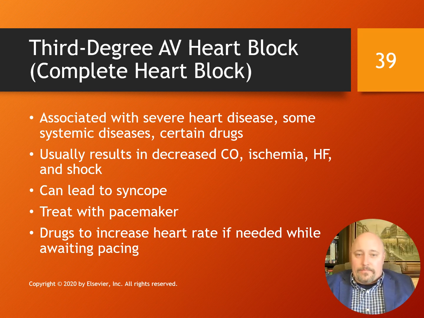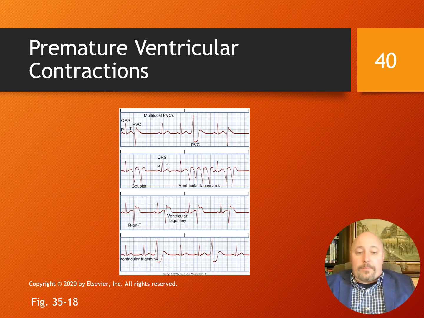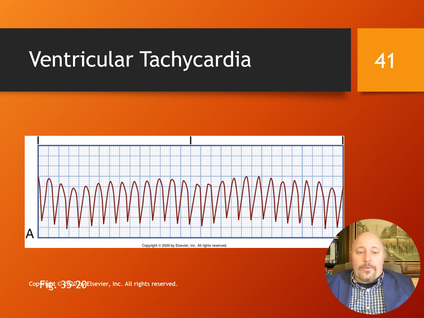And this is a premature ventricular contraction. Much like the premature atrial contraction, this is a premature beat, but in this case it is a wide ventricular beat with no atrial P wave connected to it. Here we have ventricular tachycardia, and you'll notice the big, wide, sawtooth pattern of the ventricles flapping uncontrollably.